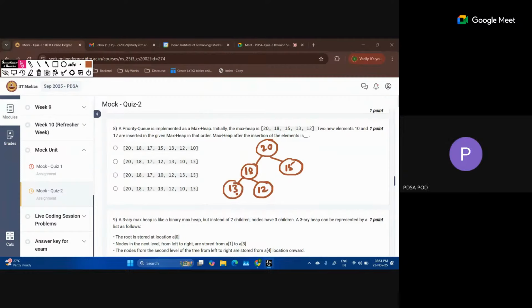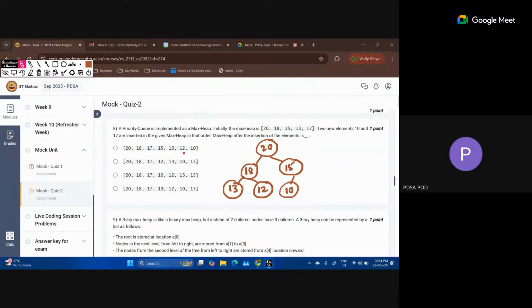So what will you do for the insertion of 10? We first put it over here, and then we do a heapify operation, right? Yes, ma'am. So how do you perform the heapify operation? Do we need to perform a heapify operation here now? No, ma'am, it's not needed because 10 is less than 15, so it satisfies.